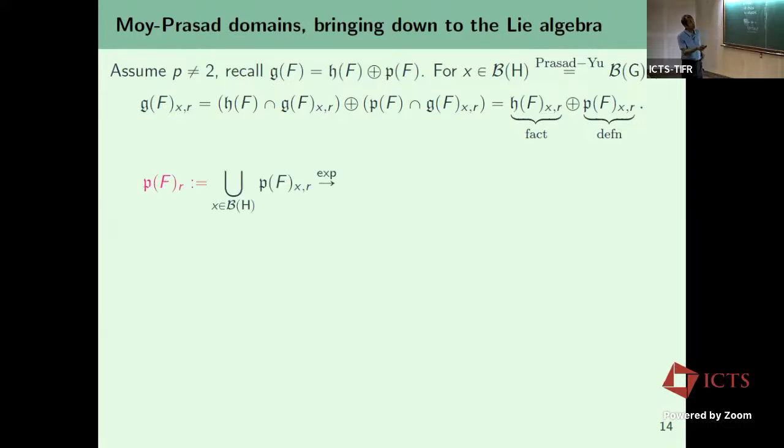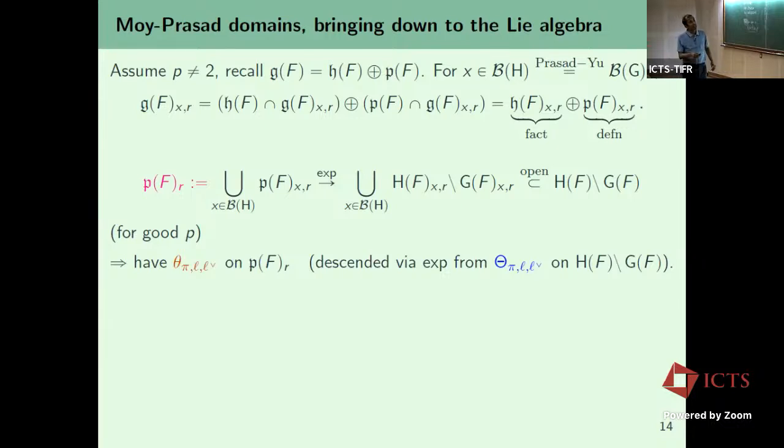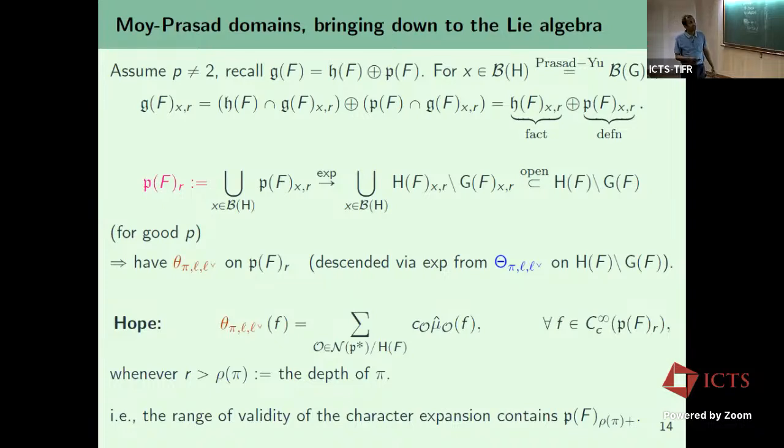Okay, and then just like in the group case, you can define 𝔭(F)_r to be the union of 𝔭(F)_{x,r}. The exponential map will take it to a neighborhood of the identity coset in G(F)/H(F), and then using the spherical character here, you can descend it down via the exponential map to this set 𝔭(F)_r. Okay, so everything is exactly as in the group case, and then the hope is that the spherical character pulled down to the Lie algebra is a sum of Fourier transforms of nilpotent orbital integrals. Okay, so one is hoping for the exact same range of validity for the character expansion.